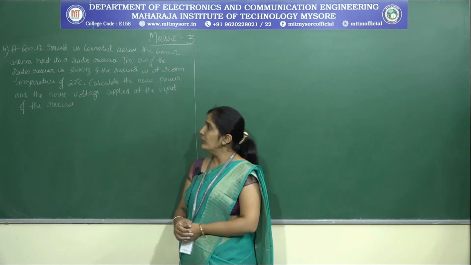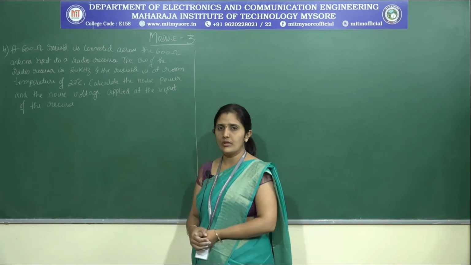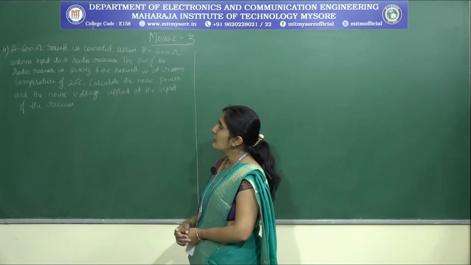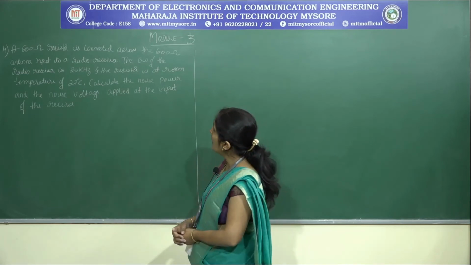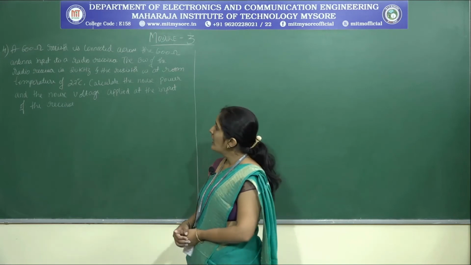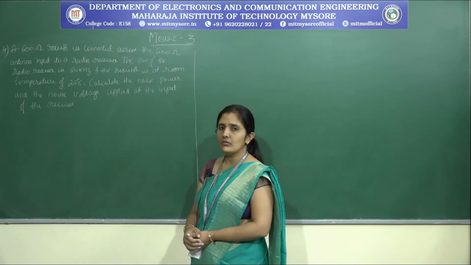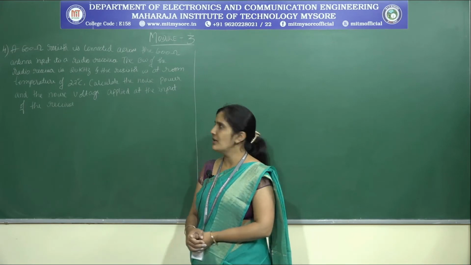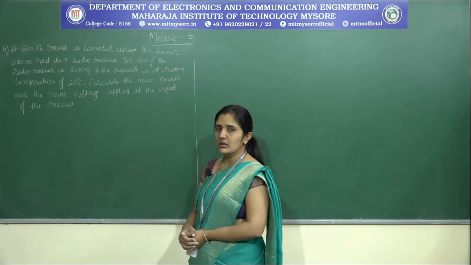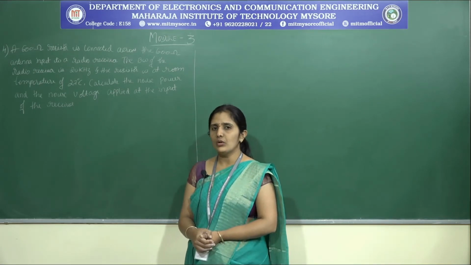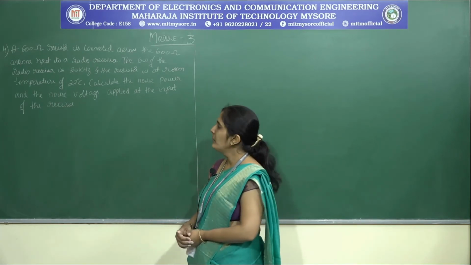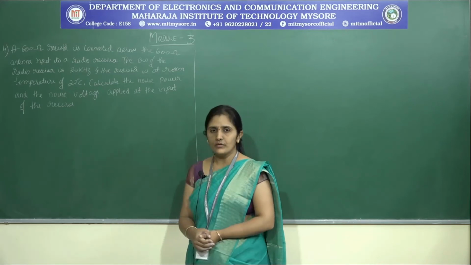So this is another problem where we have got a 600 ohm resistor connected across the 600 ohm antenna input, which is to a radio receiver, and the radio receiver has a bandwidth of 20 kilohertz, and the resistor is at room temperature, which is T is equal to 27 degrees Celsius, and we have to convert that to Kelvin here. In order to convert that to Kelvin, we have to add 273 to the Celsius value. Here we have to calculate the noise power and also the noise voltage applied at the input of the receiver.